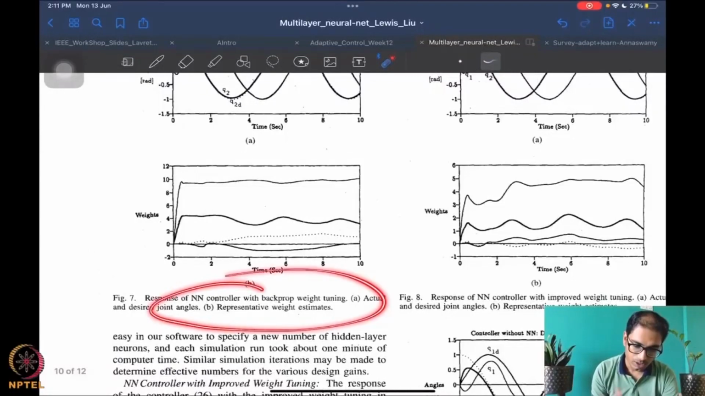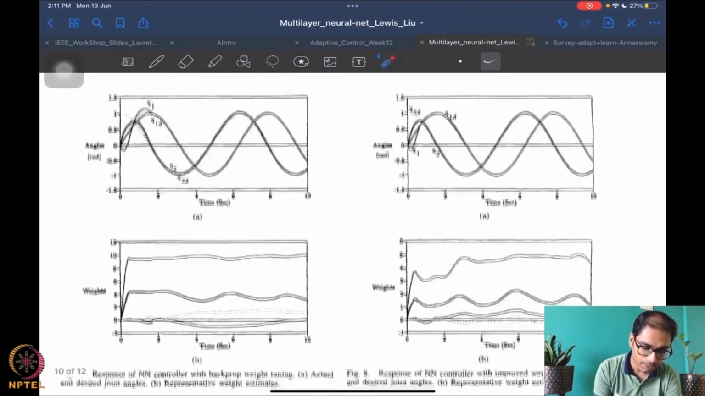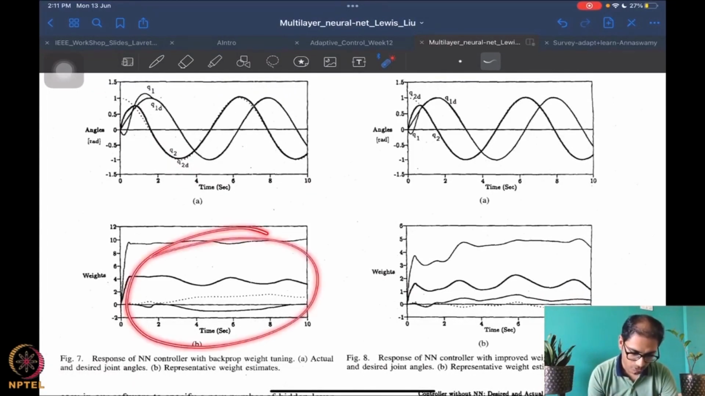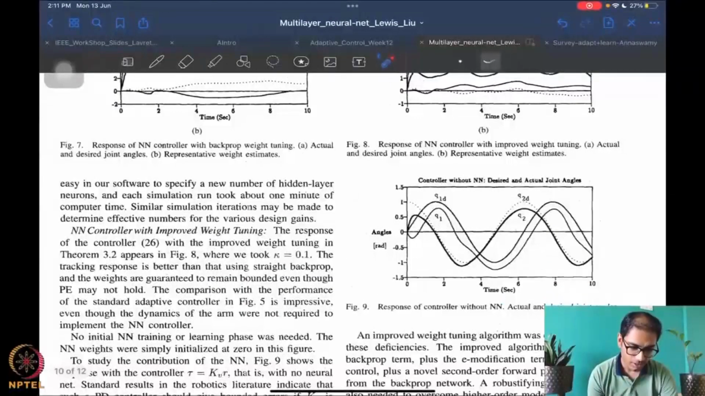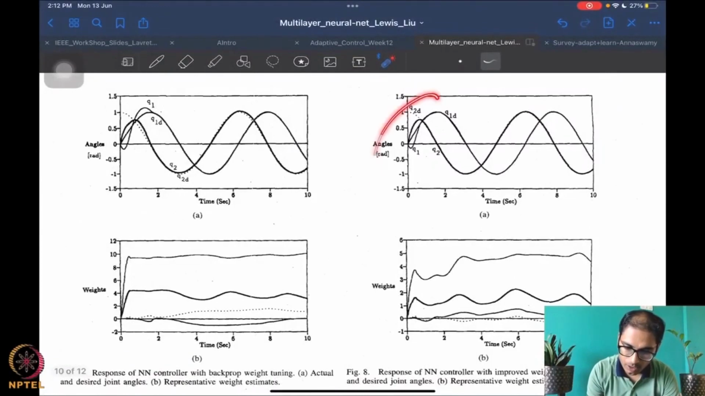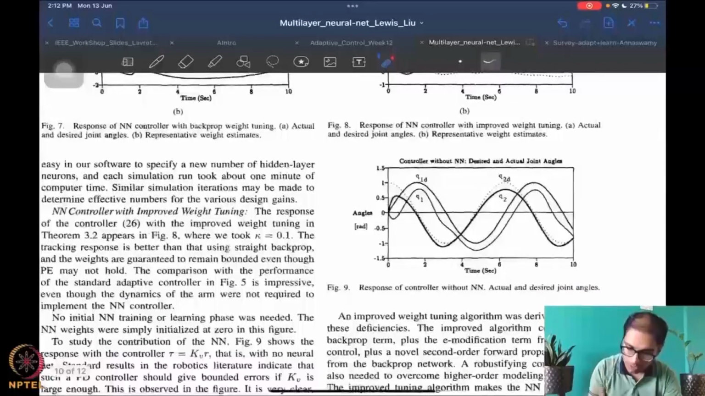So you basically look at this response of a neural network, and you see that you get nicely better tracking because Q1 converges to Q1 desired even with this unknown, unmodeled dynamics, and similarly Q2 converges to Q2 desired. The weights of course don't seem to do nice things still, right? And then of course we add this improved weight tuning, and you see that you get slightly quicker tracking, better tracking performance, and weight convergence also looks similar, right?